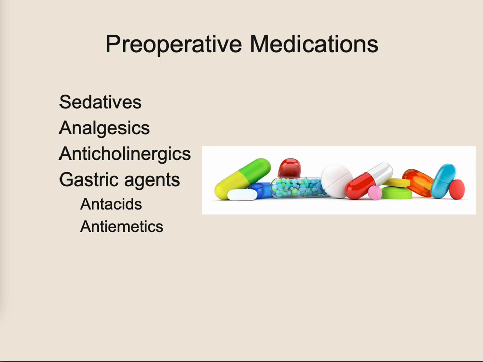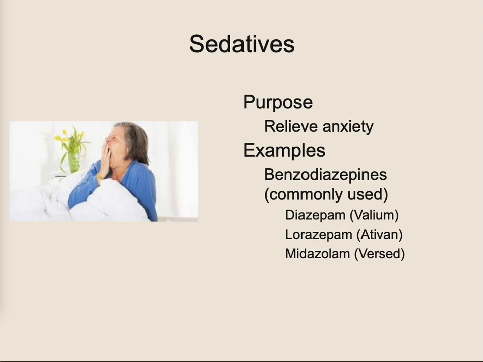So let's break these down just a little bit more. Sedatives are commonly used preoperatively to, again, relieve anxiety. They usually cause mild drowsiness and may lead to memory loss. At higher doses, they can cause deeper sedation and antegrade amnesia, which is memory loss after the drug is given. Benzodiazepines are often used as sedatives, such as the ones you see in front of you, Valium, Ativan, or Versed. These really help patients stay calm and relaxed before surgery.